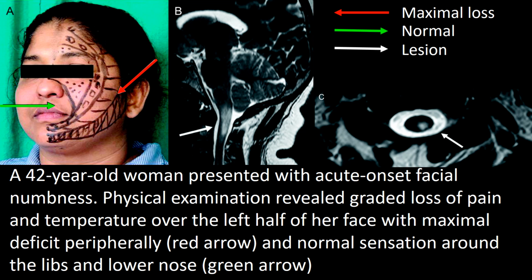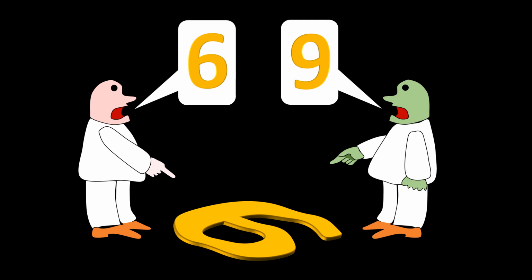And in the transverse view, you can see the lesion on the left side corresponding to the area occupied by the spinal nucleus of the trigeminal nerve. The second comment is a controversy.